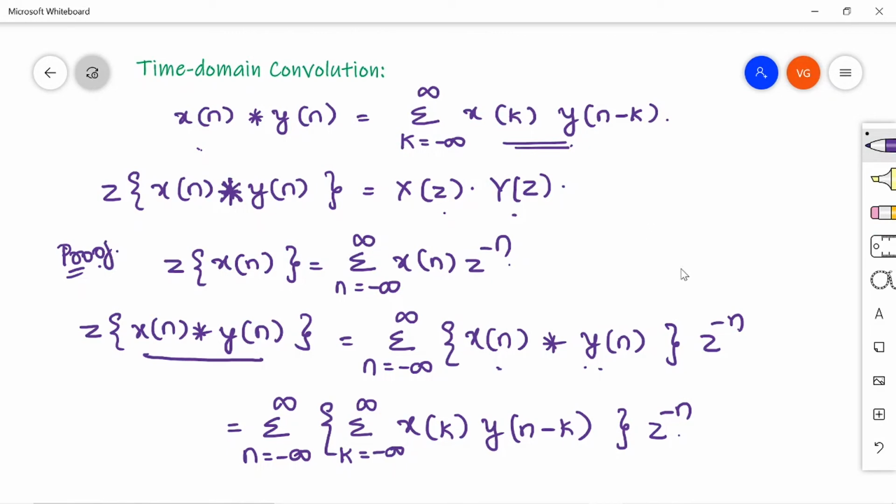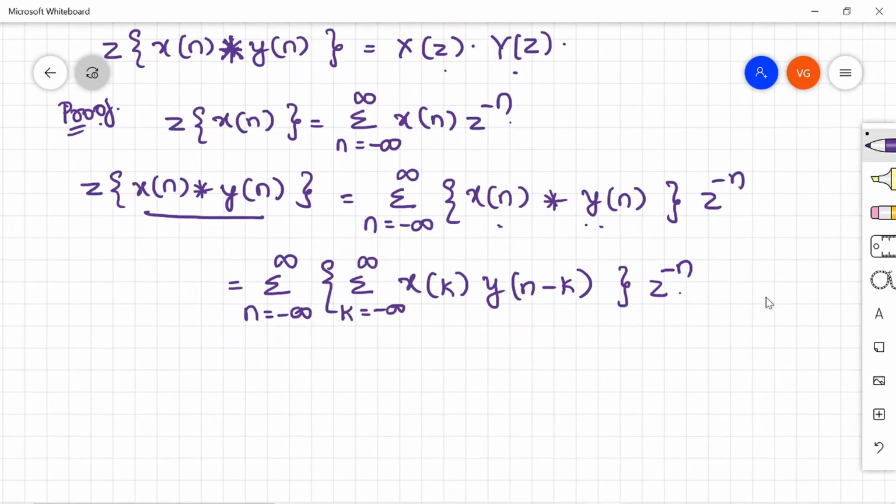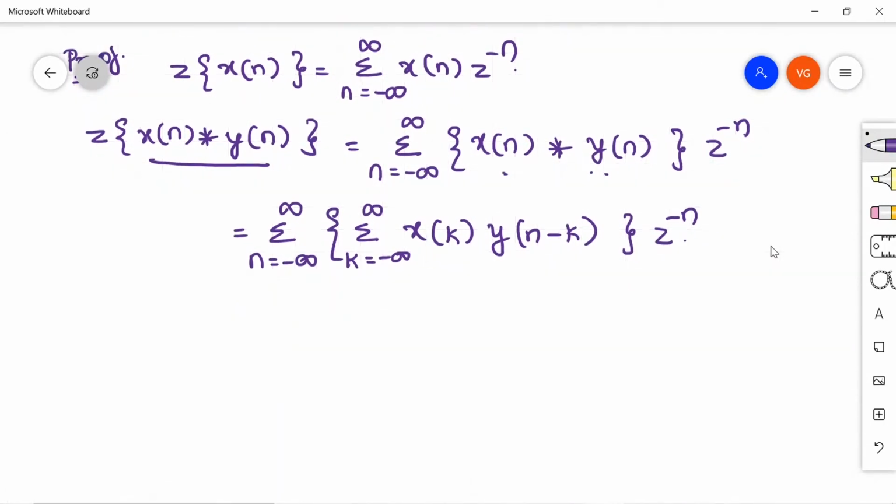Now, let us change the order of summation here. Suppose we take n minus k as m. If you take n minus k as m here, now what happens? Here the limits: I am writing this as sigma k running from minus infinity to infinity. For k, the terms involved are x[k]. So this z^(-n) will become m plus k now.